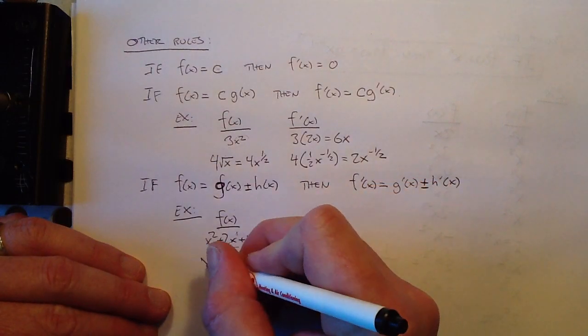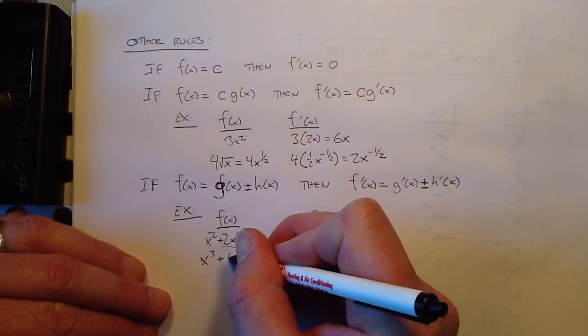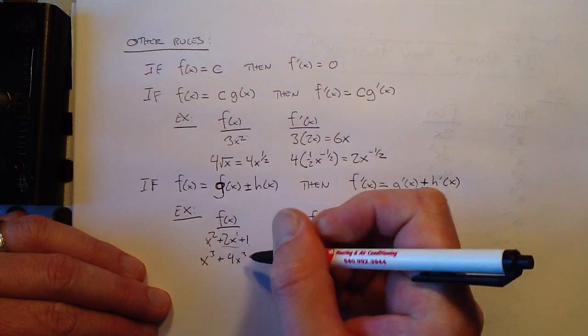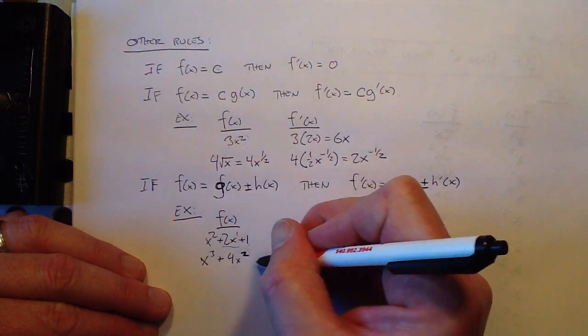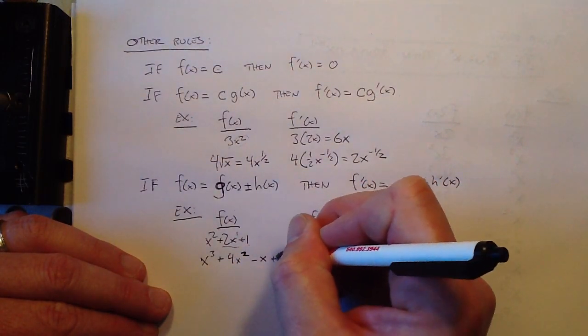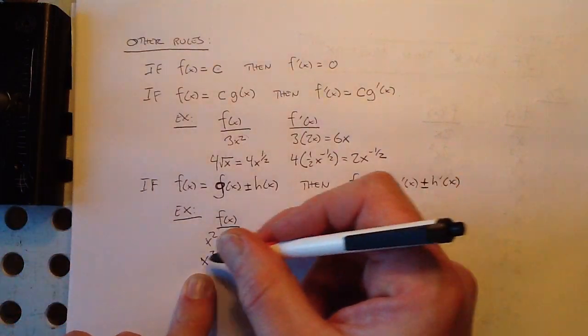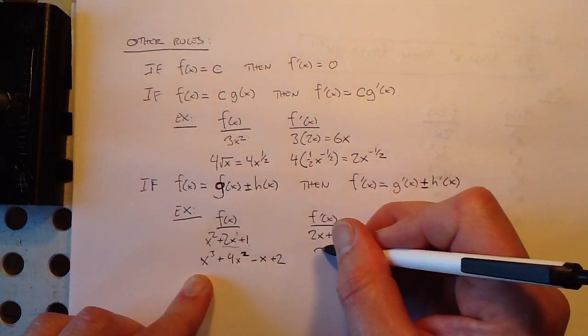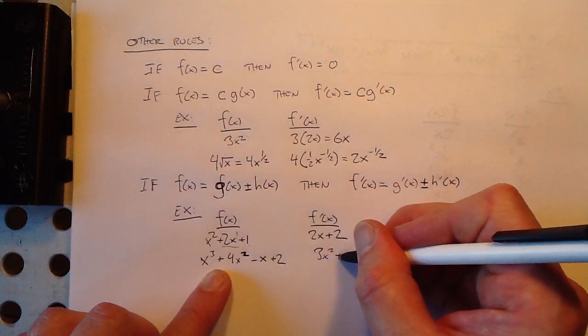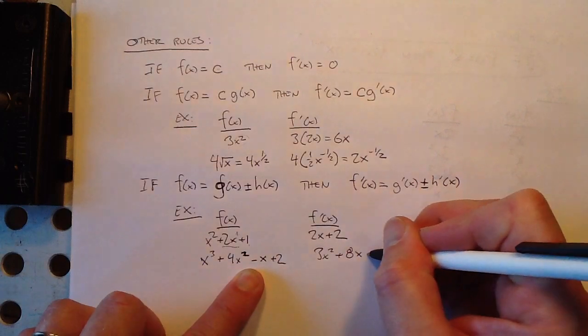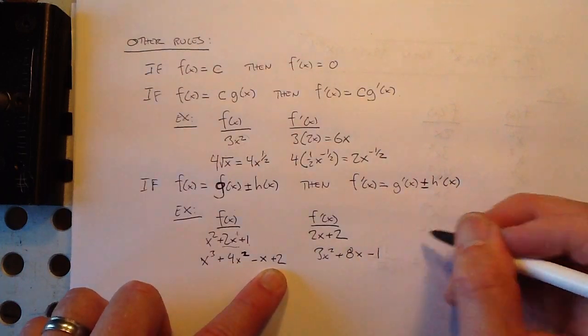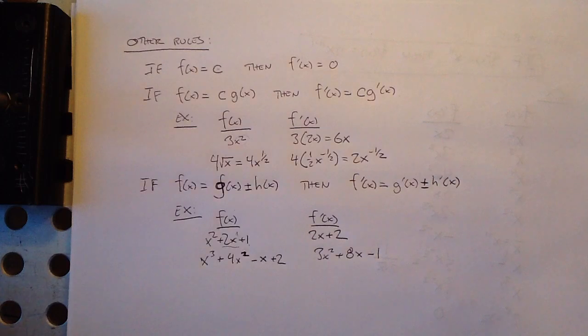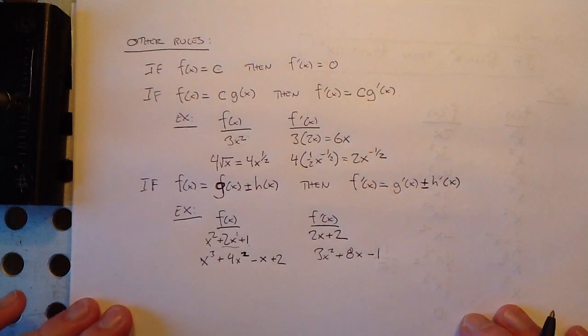I could give you more examples, but you get the idea pretty quickly here. So the derivative of this, of x cubed plus 4x squared minus x plus 2, is 3x squared plus 8x minus 1, and the derivative of the 2 is 0. So that's pretty cool.